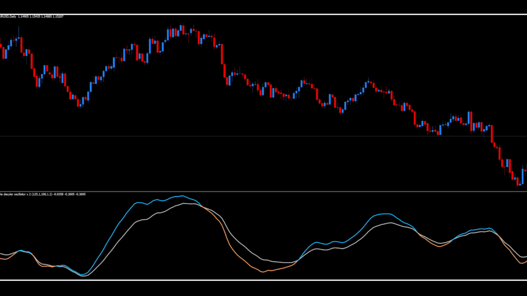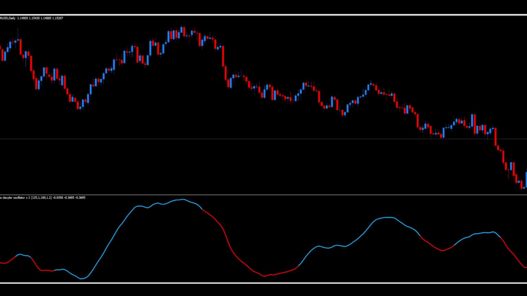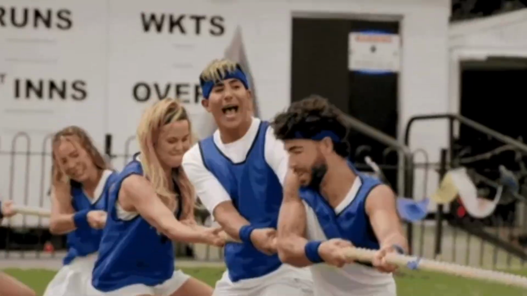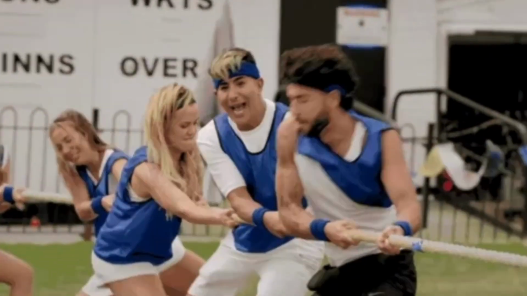With the default settings, there is an extra gray line that we don't need. Get rid of it and change the color so it works for you. For us, we tend to go with blue and red or some variation thereof. The signals are simple. When the signal line turns blue, that's a signal to go long, and when it turns red, it's a signal to go short.